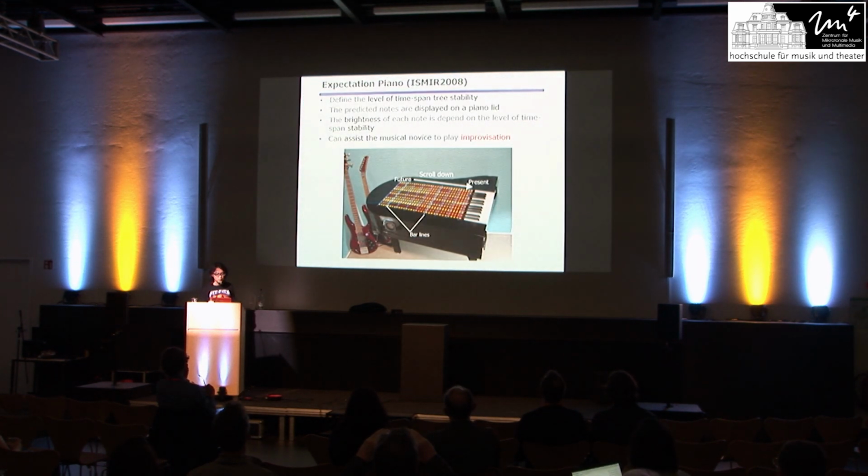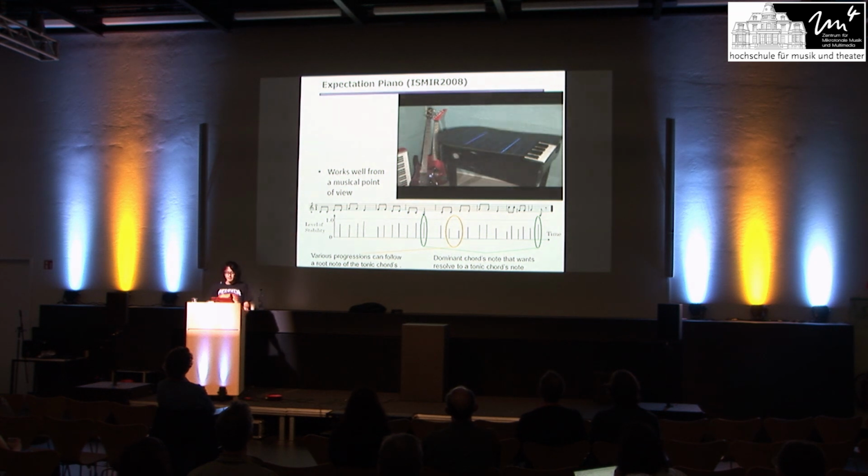In Expectation Piano, we define the level of time span stability. The predicted notes are displayed on a piano roll. The brightness of each note depends on the level of time span stability, so it can assist a musical novice to play improvisation. So let me show you a video of Expectation Piano.